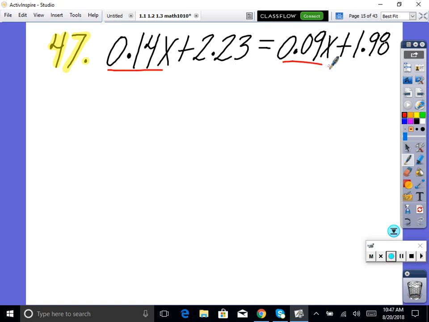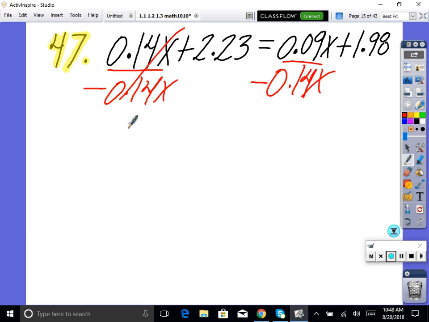And then we have 2.23 equals that minus that. You would do it in your calculator. You do 0.09 minus 0.14, and that's how many x's you'd have, and then you just continue. Do I need to continue? Okay, awesome. Next one. Okay, that is all we needed to learn for 1.1 when solving.